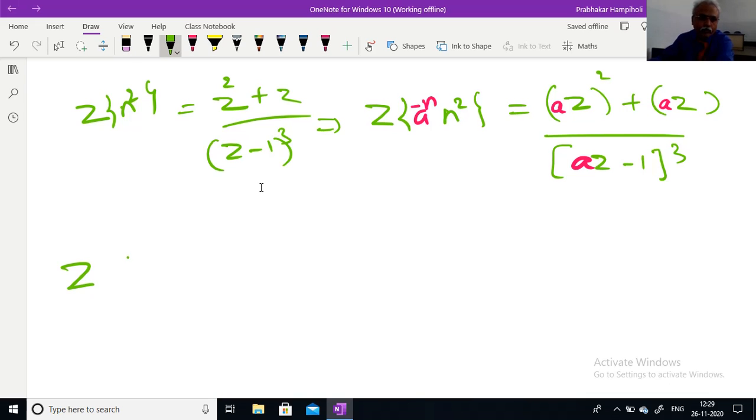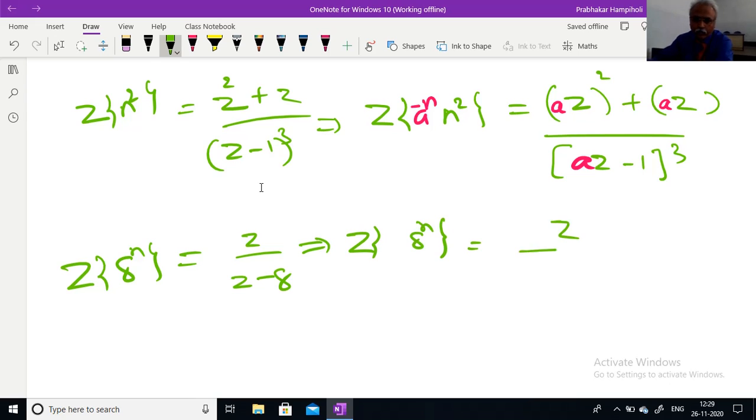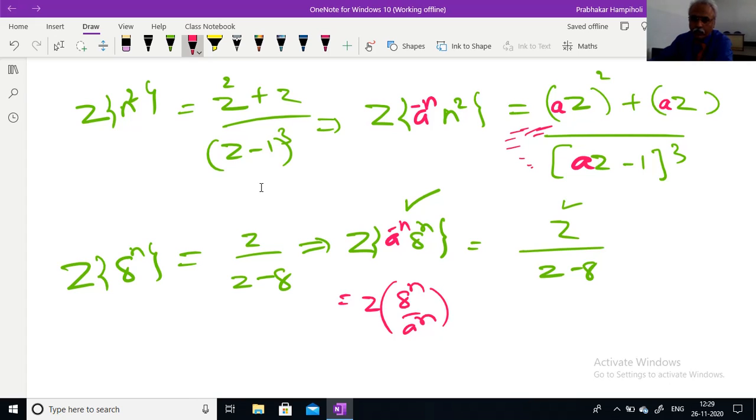Z of a raised to n, suppose. The n function becomes a z function. So familiarity. Now if I write the same thing first, and now I change the domain, there is a corresponding change in the codomain. Change means you divide by a raised to n, or multiply by a raised to minus n. Division here is multiplication here. Wherever a is there, what you did here: az minus a.